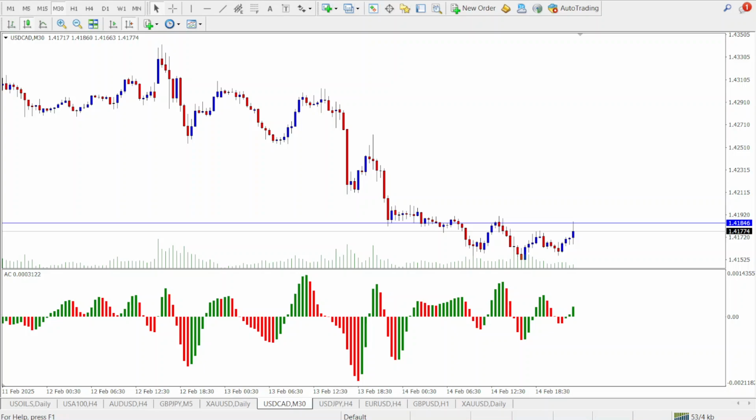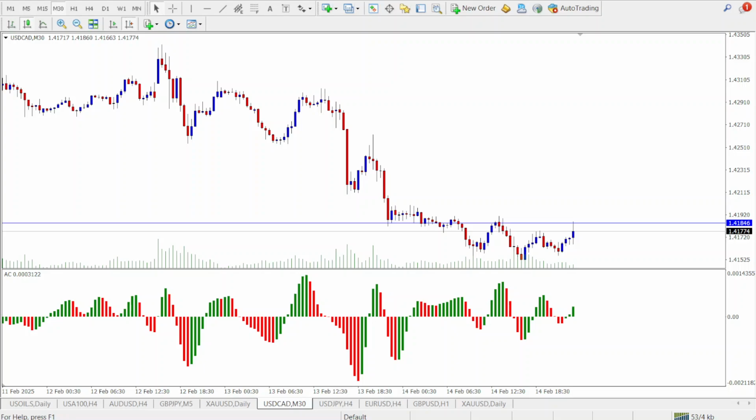Some key takeaways: when you have green bars above the zero line, you can see the zero line here, it indicates bullish momentum is increasing. When you have red bars above the zero line, it means bullish momentum is weakening. When you have red bars below the zero line, it means bearish momentum is increasing. And when you have green bars below the zero line, it means bearish momentum is weakening. By understanding these signals, traders can anticipate trend shifts rather than react to them too late.